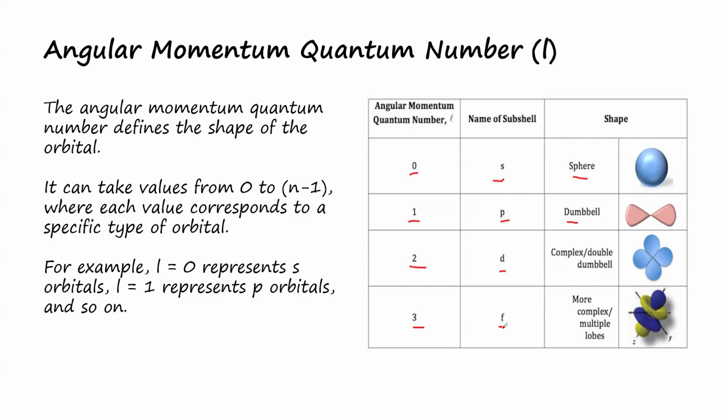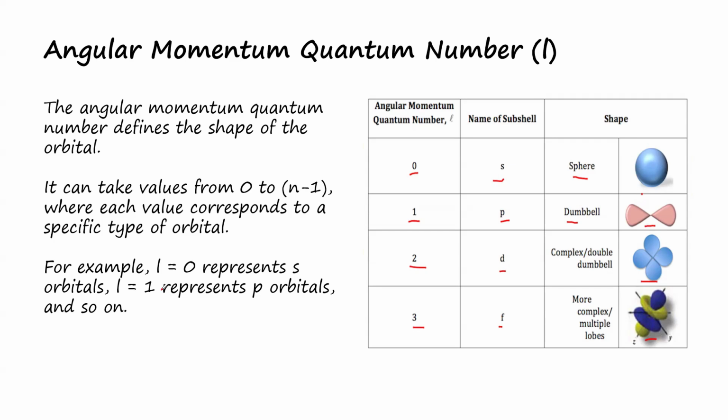You should know that whenever you see L is 0, you are dealing with the s orbital; whenever L is 1, the p orbital; L is 2, the d orbital; and when it is 3, you are dealing with the f orbital. The shape of the f orbital is more complex, and sometimes we call it multiple loops. So each value of L represents a particular orbital, and each orbital has its own specific shape. This is dumbbell, this is double dumbbell, this is multiple loops, and this is a sphere, or spherical. That is the angular momentum quantum number.